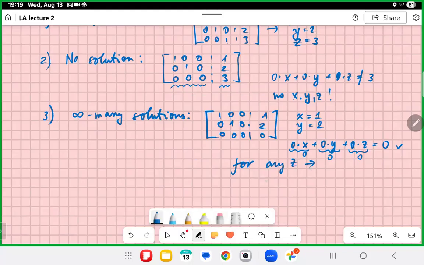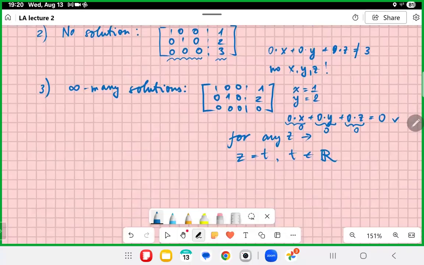So we can use z as a parameter. We can say that z equals t, where t belongs to real numbers. And that's going to produce parametric solutions for us. And the final solution in this case is going to look like (1, 2, t). And actually, we can have something more complicated if you have more equations, more variables, or more zero rows. Okay, but that's a typical case of infinitely many solutions.